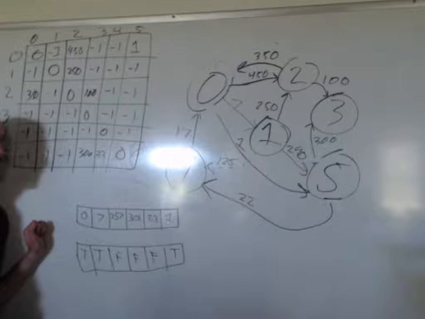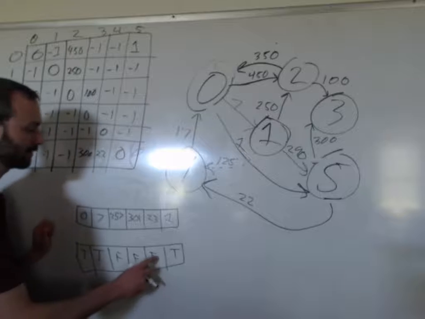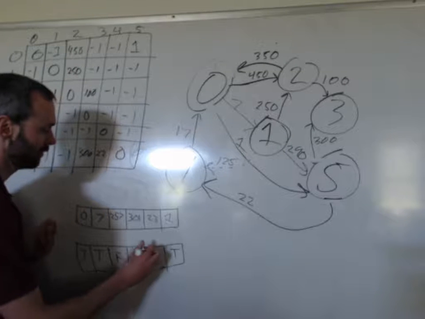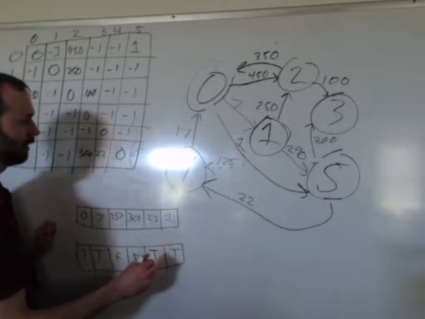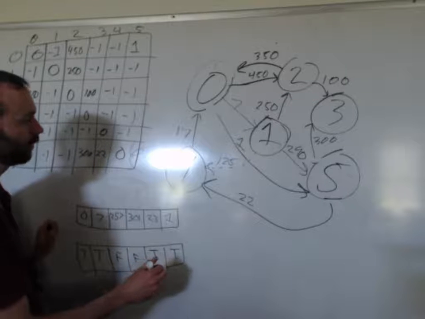2. Wait, no. Oh, no. 4? 23. So that's 23. So node 4. All right. So we'll turn this to a true. You can only go back to... Where can we go from 4?